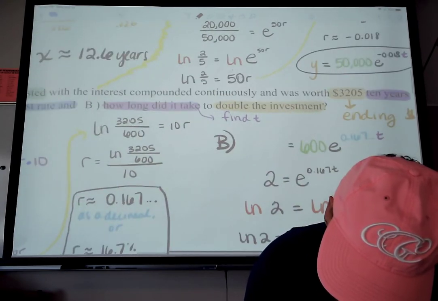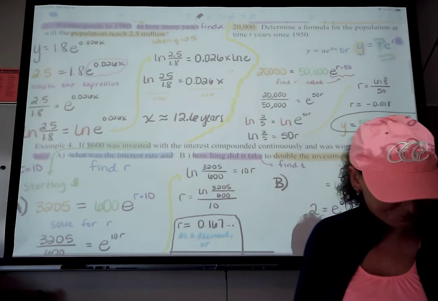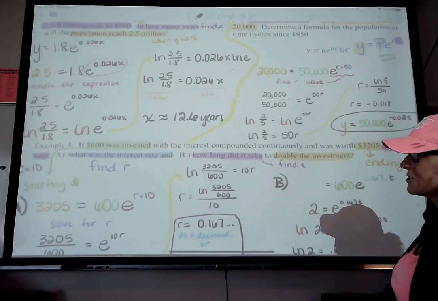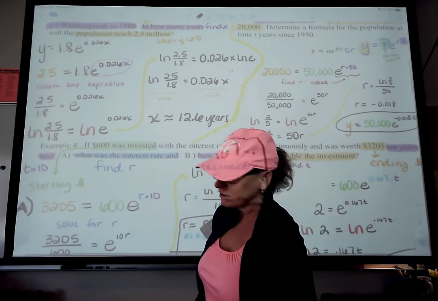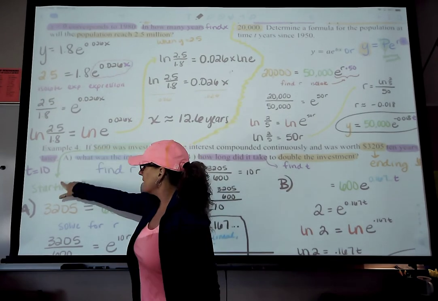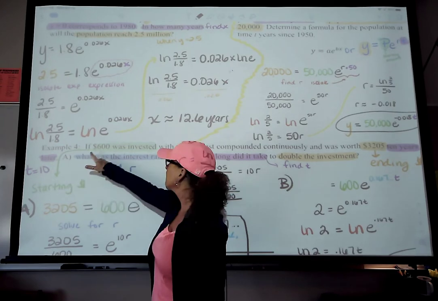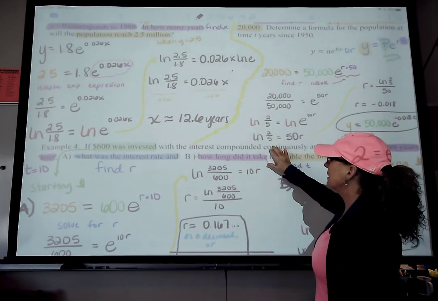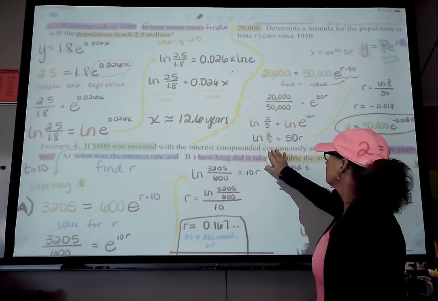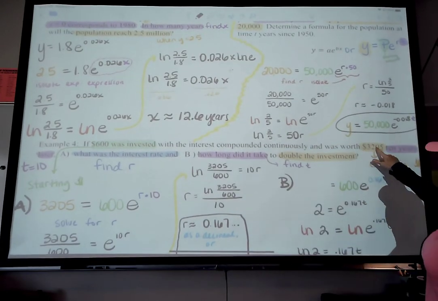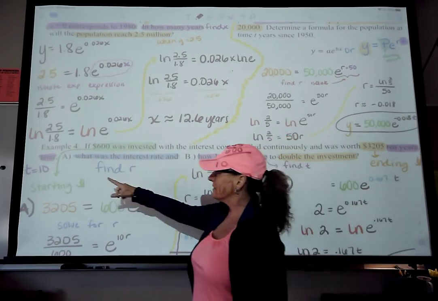All right, and then we have a cool banking question. We have two parts here. We have a part A and a part B. So we'll focus on part A first. We've got $600 was invested, and I'm color coding that green. That's going to be our starting amount. That's P. Compounded continuously. Use the part one, not the 1 plus whatever. 3205, that's our ending amount after 10 years.